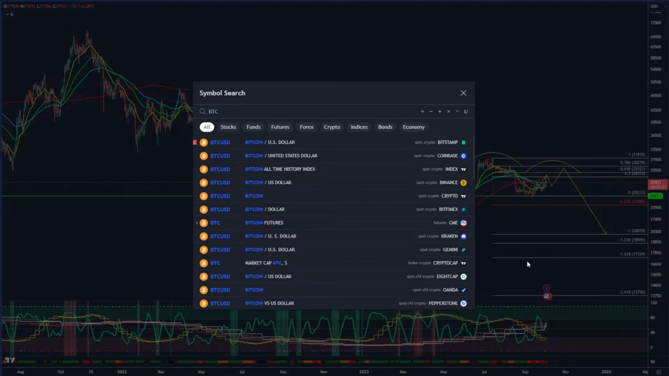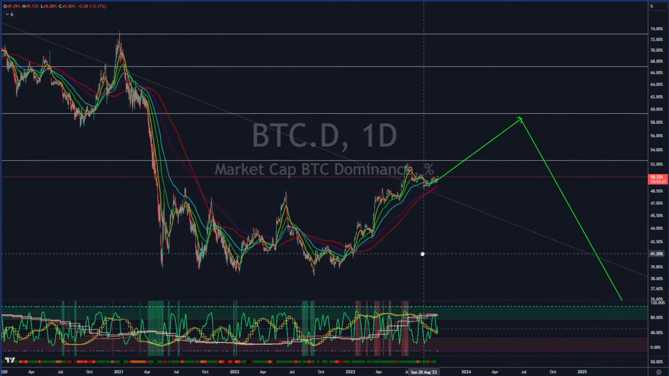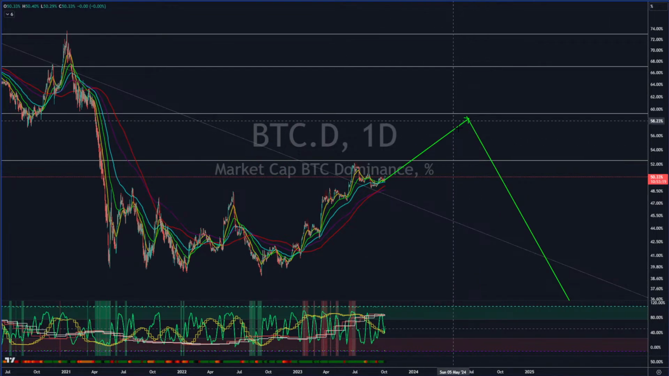So BTC.D for dominance. Let's just take a look at this. All right, so again, I'm looking for this move here to go up almost to 60% going into 2024, right? This goes into June of 2024. And this happens to coincide with one of those cycles that I was talking about on the S&P, right? Bitcoin dominance increasing significantly going into 2024.